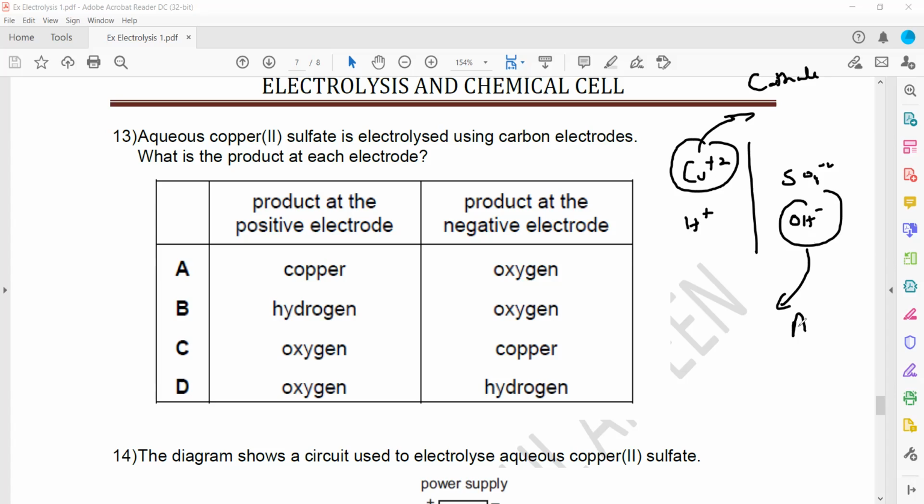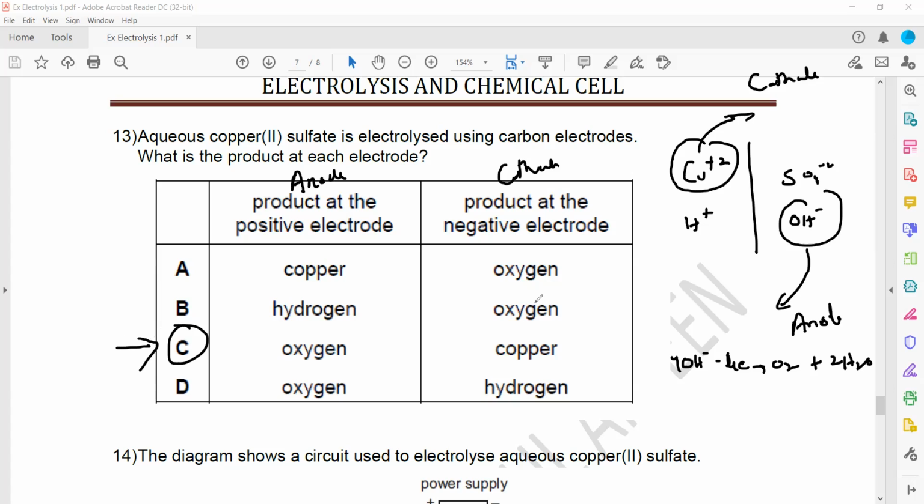Whenever hydroxide moves towards the anode, the equation is: four hydroxide ions lose four electrons and give us oxygen and water molecules. So the product at the positive electrode or anode will be oxygen, and the product at the negative electrode or cathode will be copper. So C will be the right answer. Is the discussion clear?